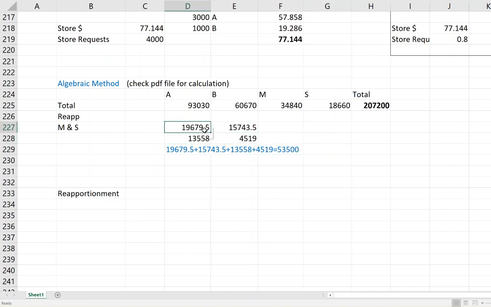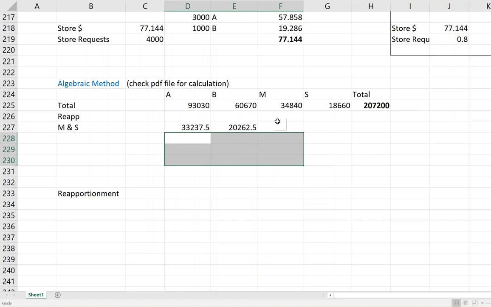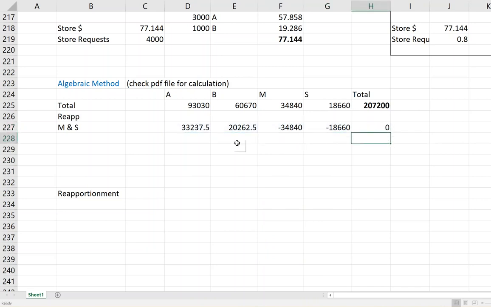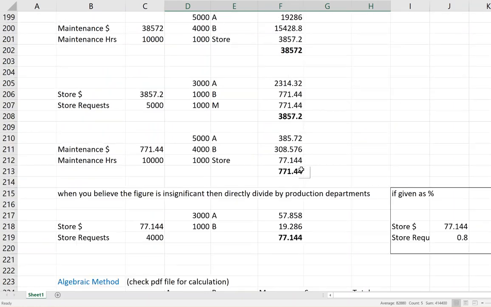So we've minused, let me add it as one thing. Separately, it doesn't make sense. 13,558 and 4,519. And then minusing 34,840 from here, 18,660 from here. So overall, the total doesn't change. What changes is each department. So this was apportionment and reapportionment.